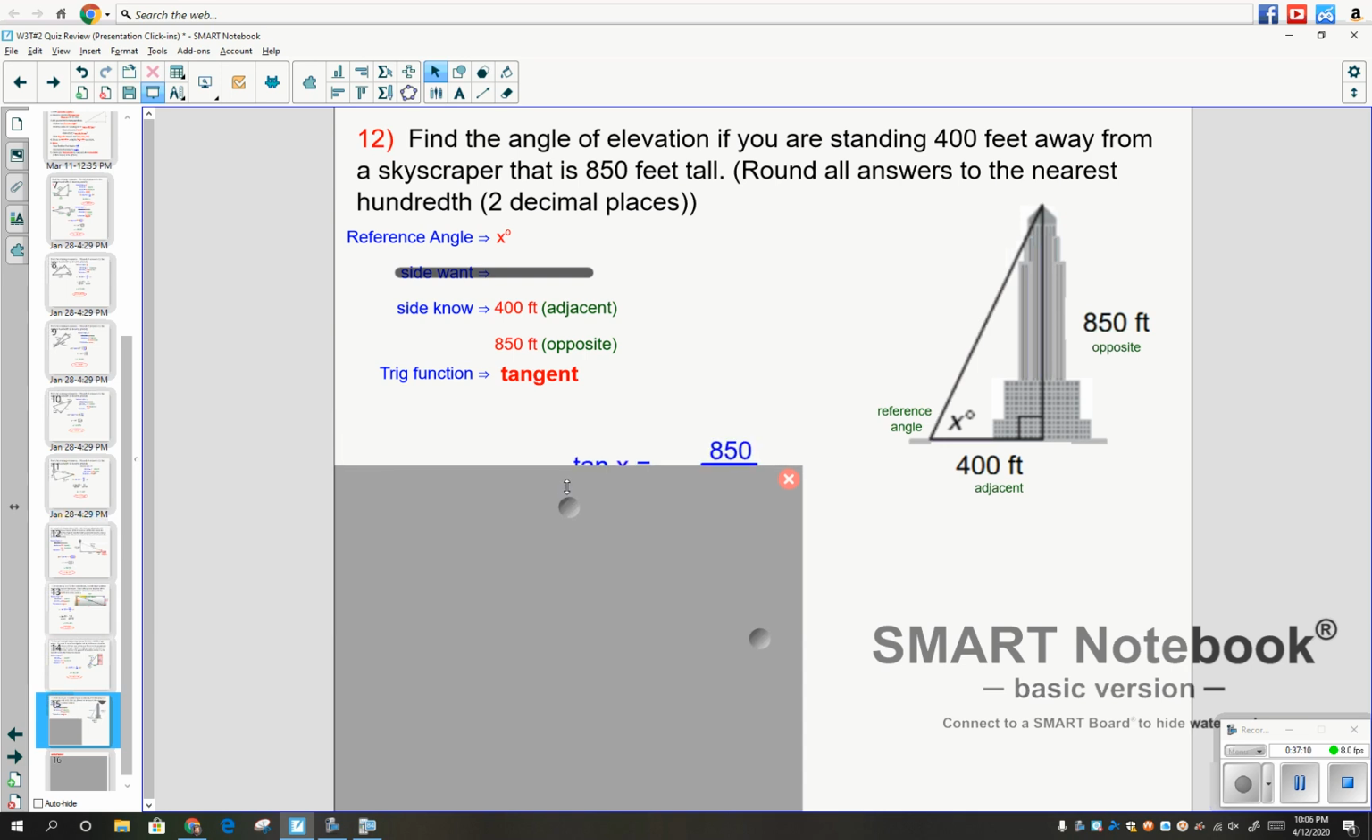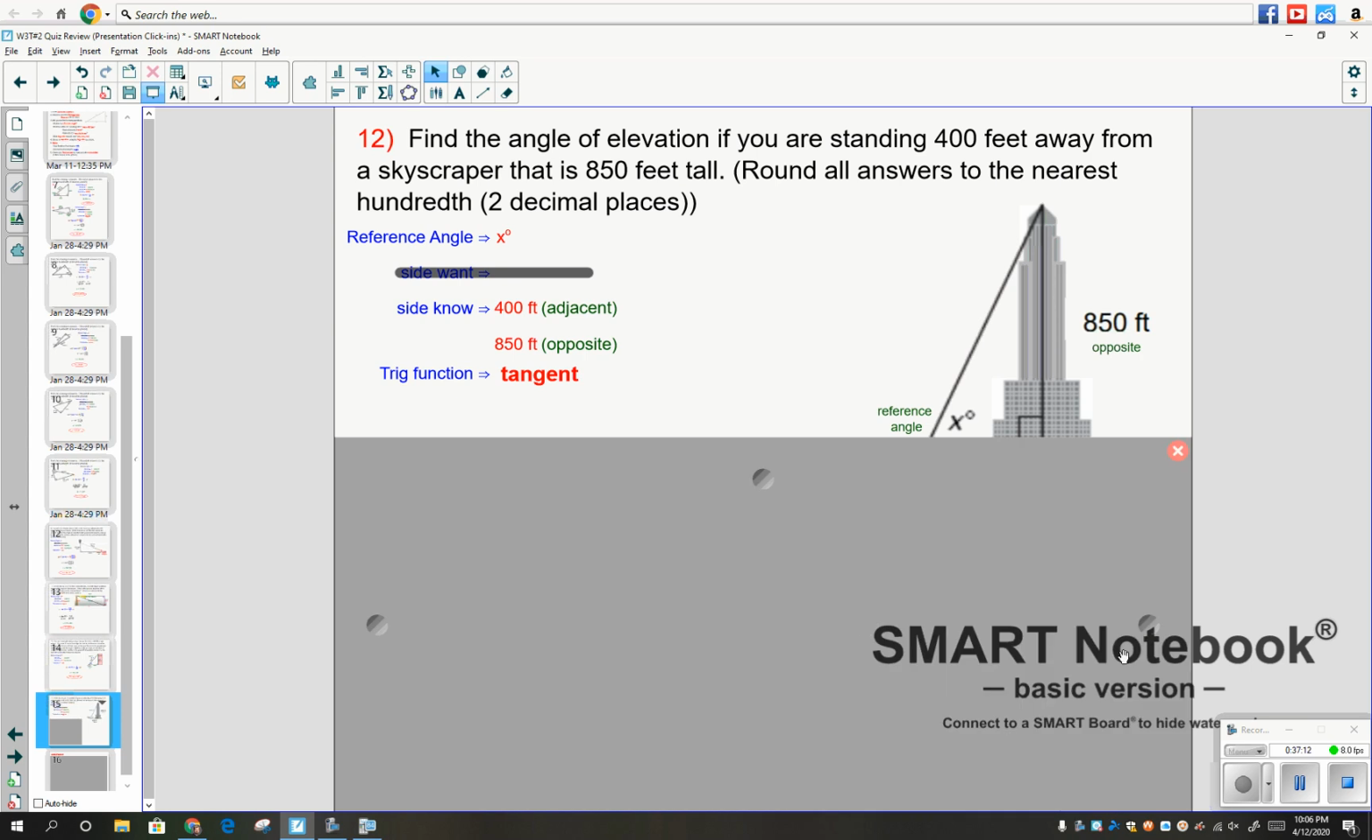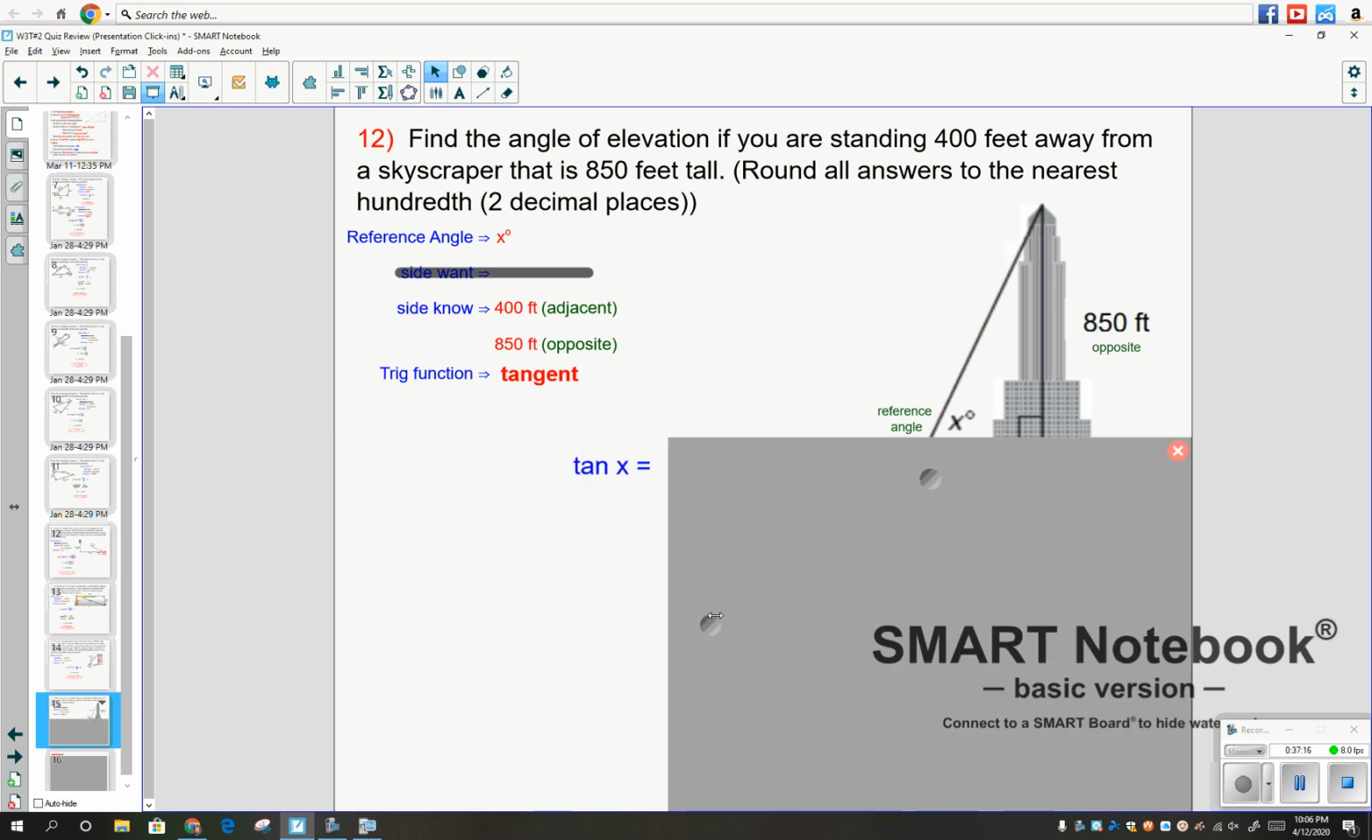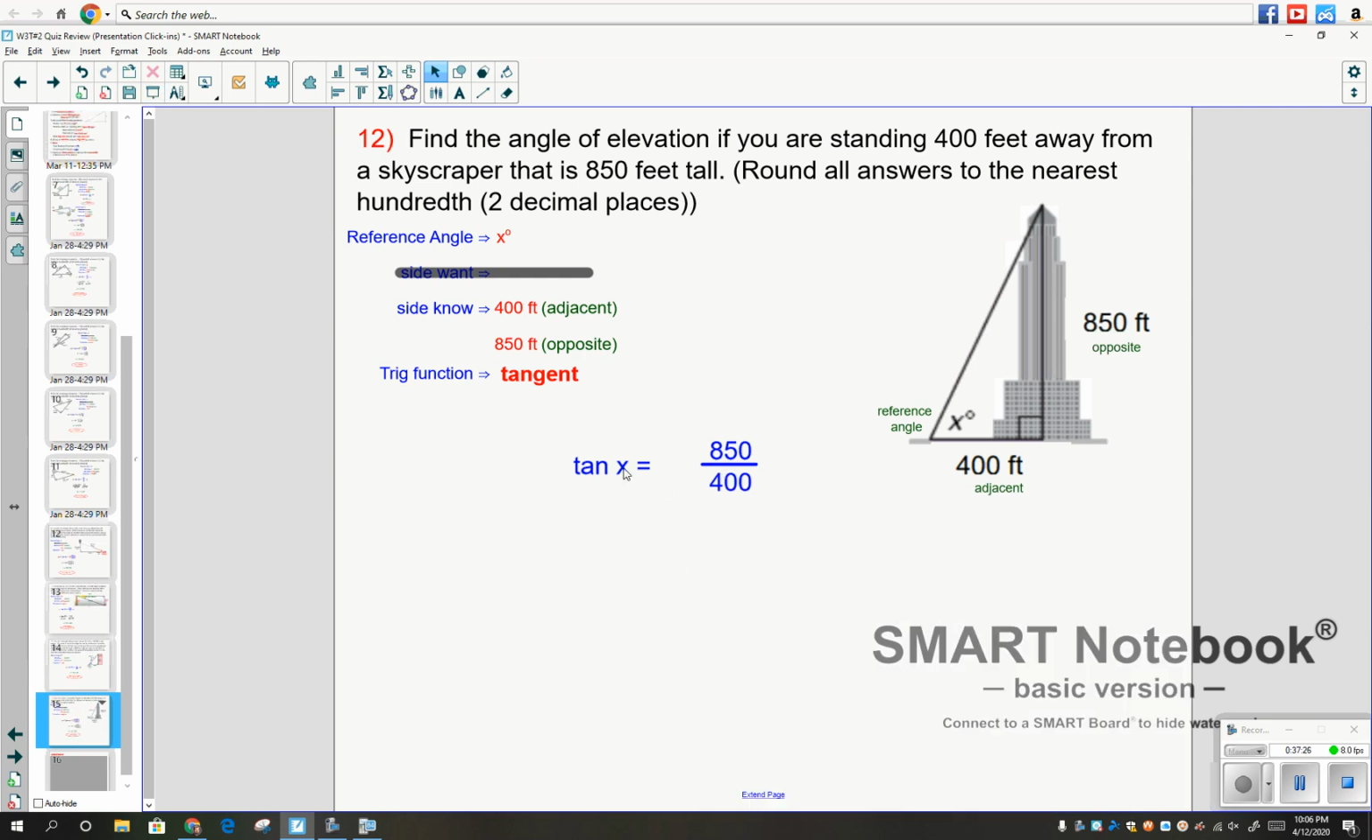Tangent of x equals the ratio, opposite over adjacent. 850 is opposite. That's going on top. 400 is adjacent. That's going on the bottom. Tangent of x equals 850 over 400. How do I solve for x? Take the inverse. Tangent inverse of tangent.